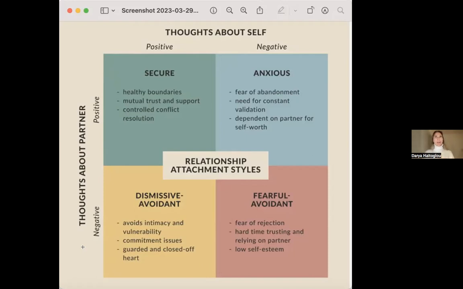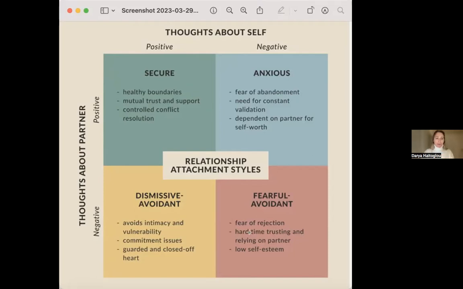This is a very complex attachment style when there's a lot of fear of rejection. There's a hard time trusting and relying on the partner, and very low self-esteem. It can be coming from a childhood experience where the reaction of parents or the mother was so unpredictable. Maybe she suffered from a mental health issue. Maybe there was the effect of alcohol or drug abuse, and it often comes with traumatic baggage.